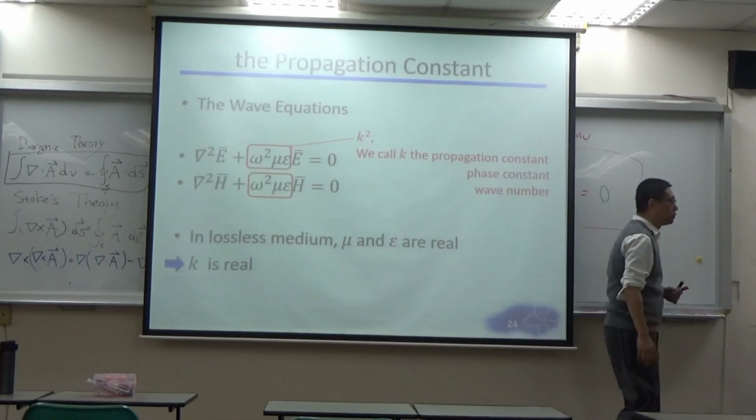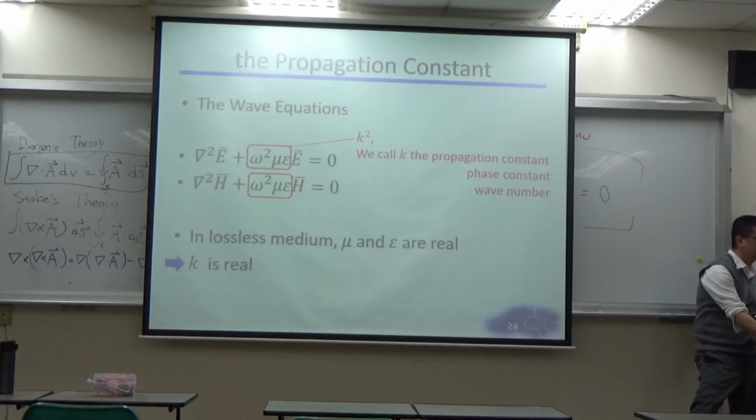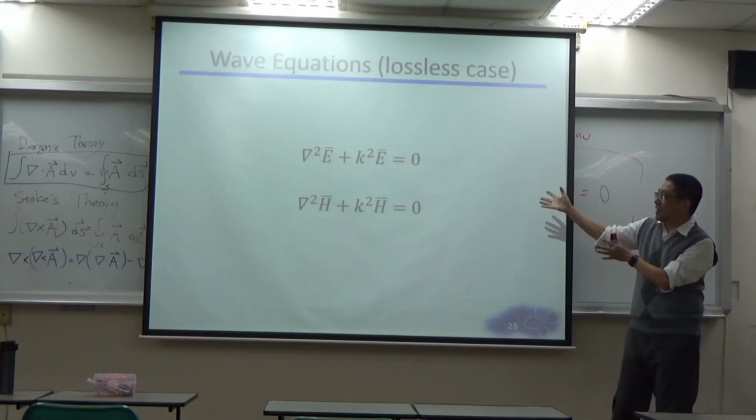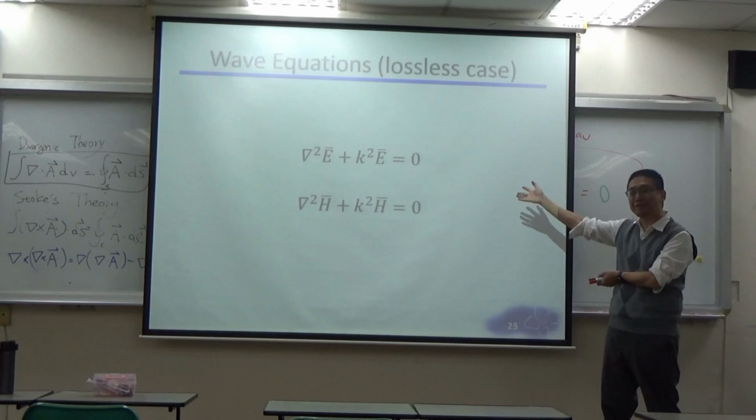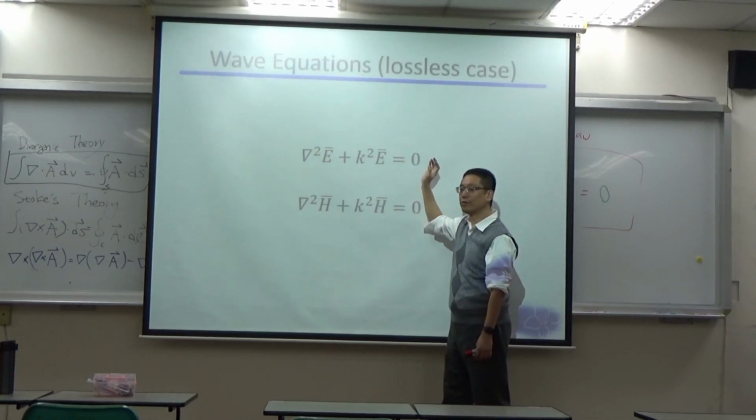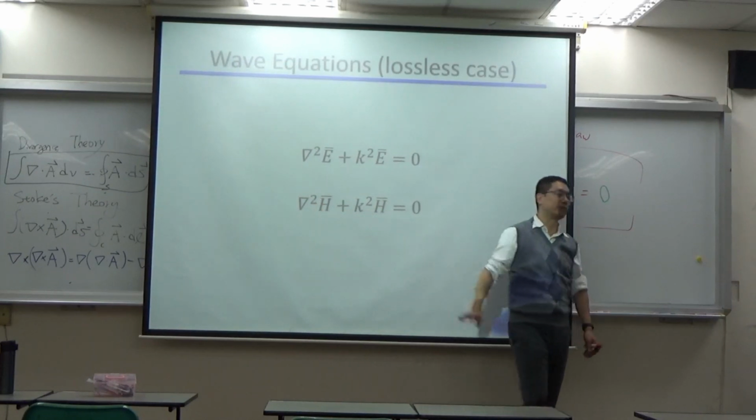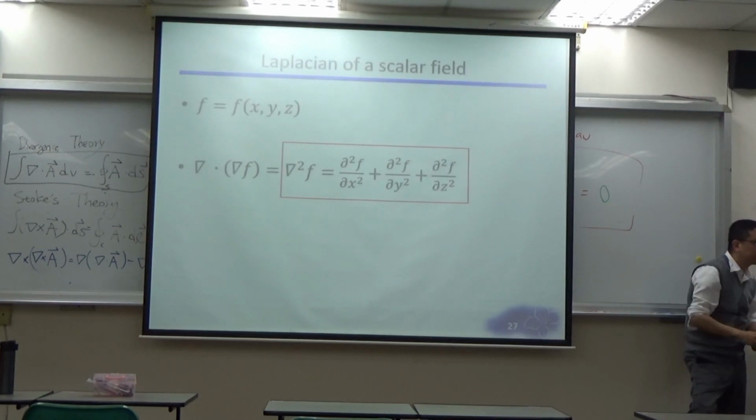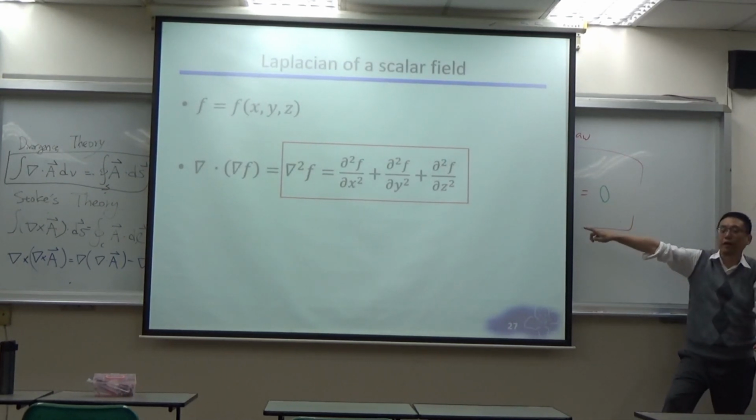Okay. So after k, we make it easier and easier, right? Did you see that? It looks very easy to understand now. For the E field, you need to apply this wave equation. For the H field, you need to apply this equation. Then we try to solve the equation. This is a review of the Laplacian operator, right? Remember this one? I told you in the second week.